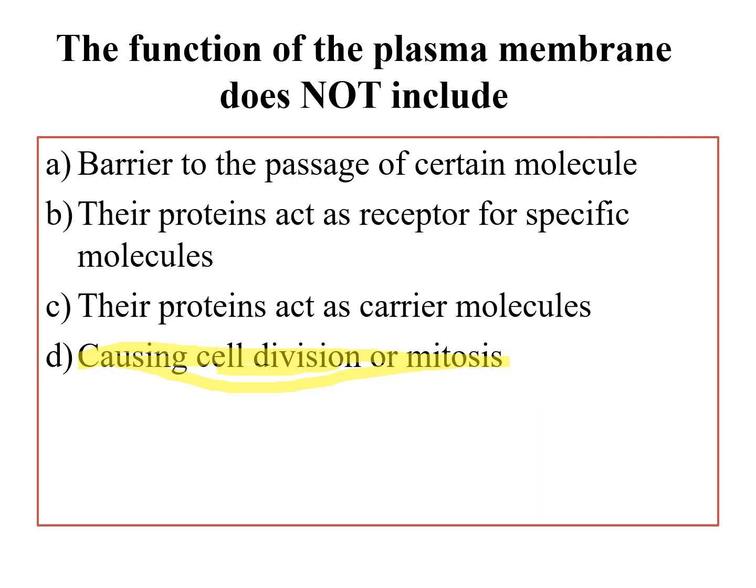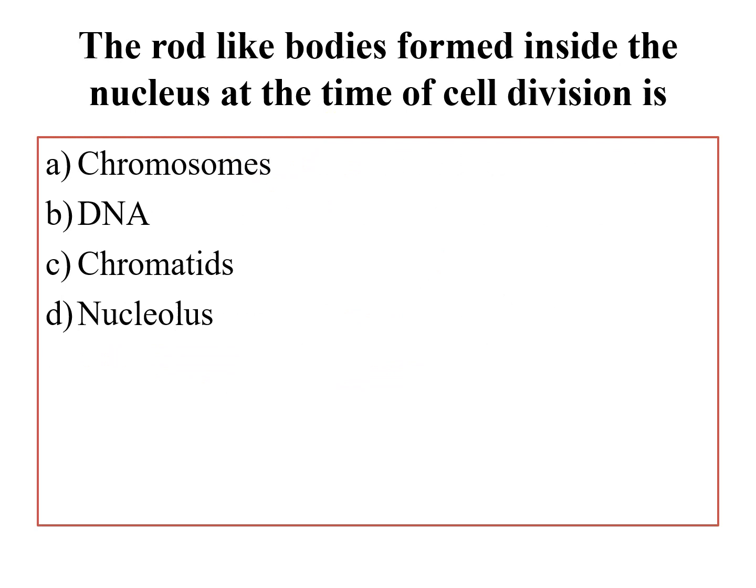Plasma membrane is a semi-permeable membrane which acts as a barrier for some substances. The proteins act as receptors and the transmembrane proteins act as carrier proteins and channel proteins. So all these are true about plasma membrane.